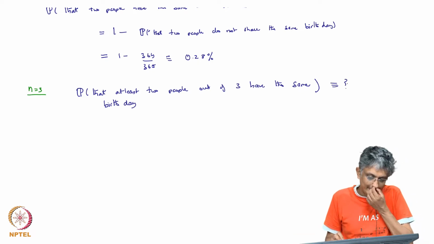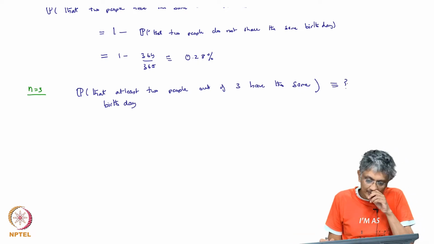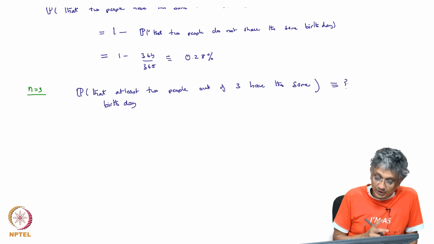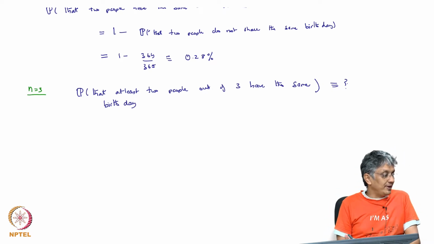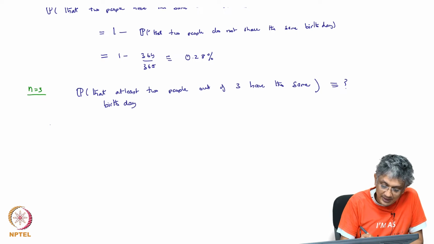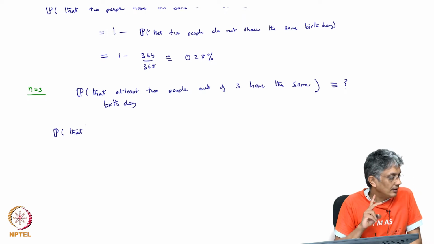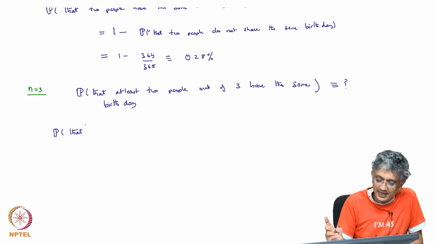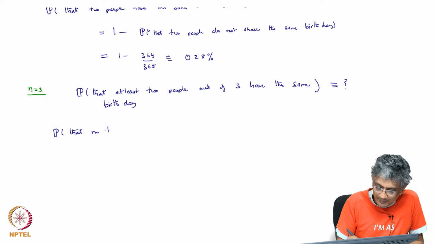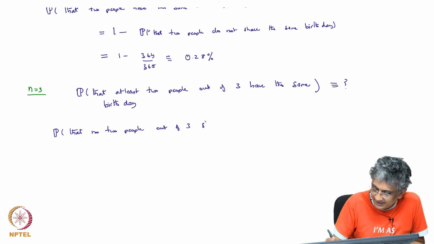Suppose I want to calculate that. How do I do this now? The way I would do this is the reverse way. I would do the complement event, like the previous step. So let's say the probability that no one shares a birthday, so no two people out of 3 share the same birthday.